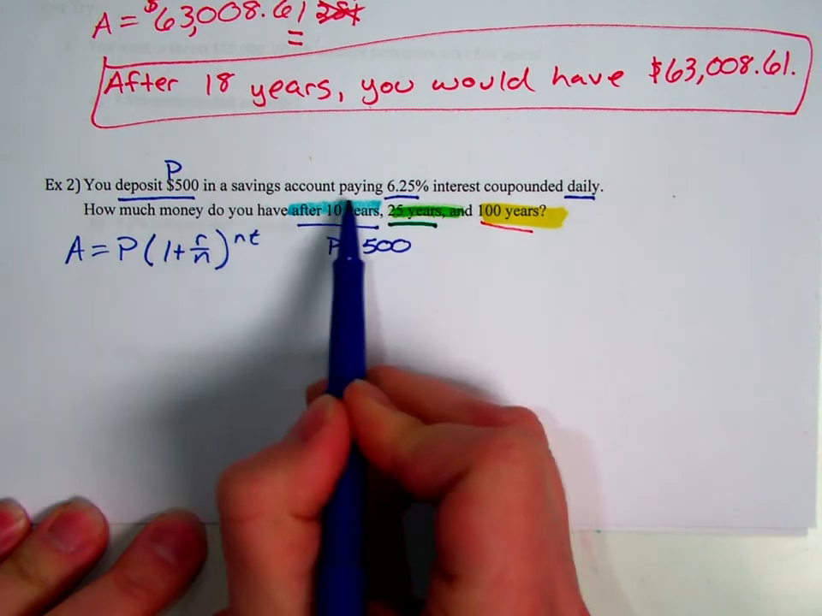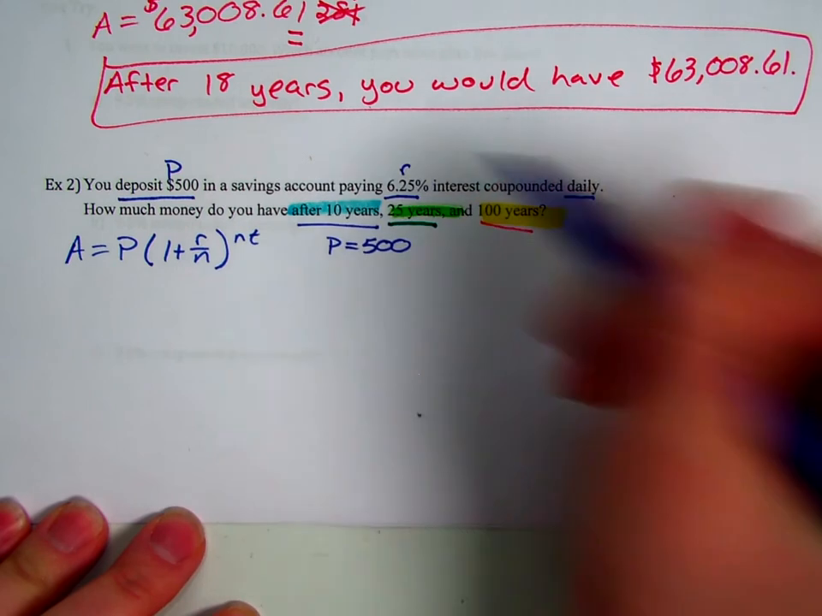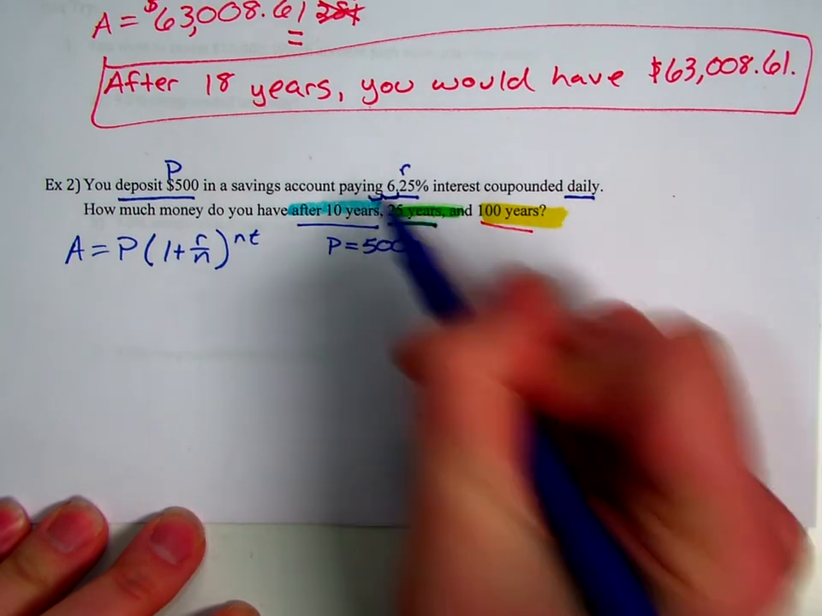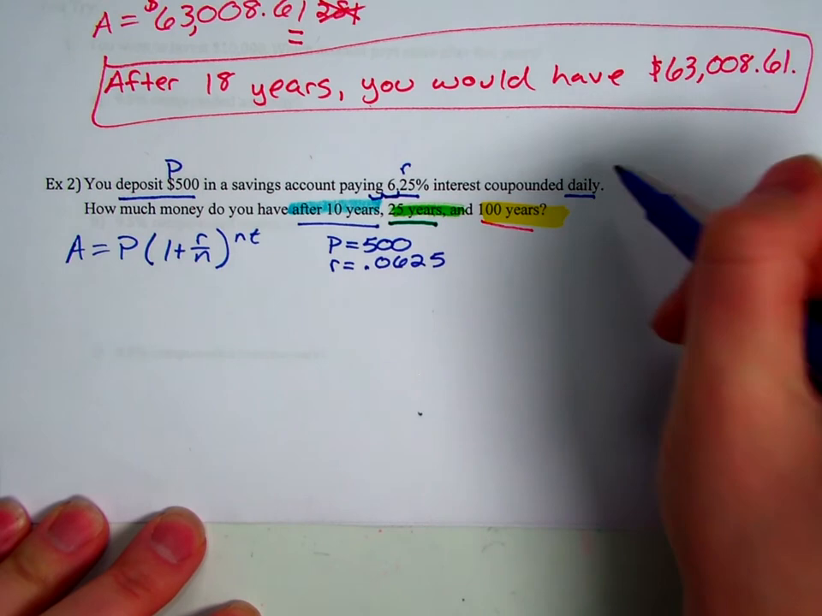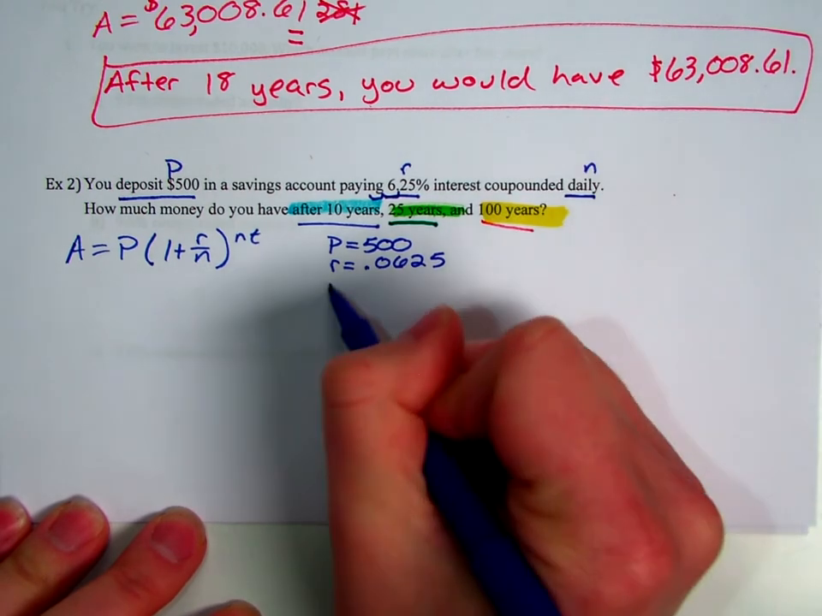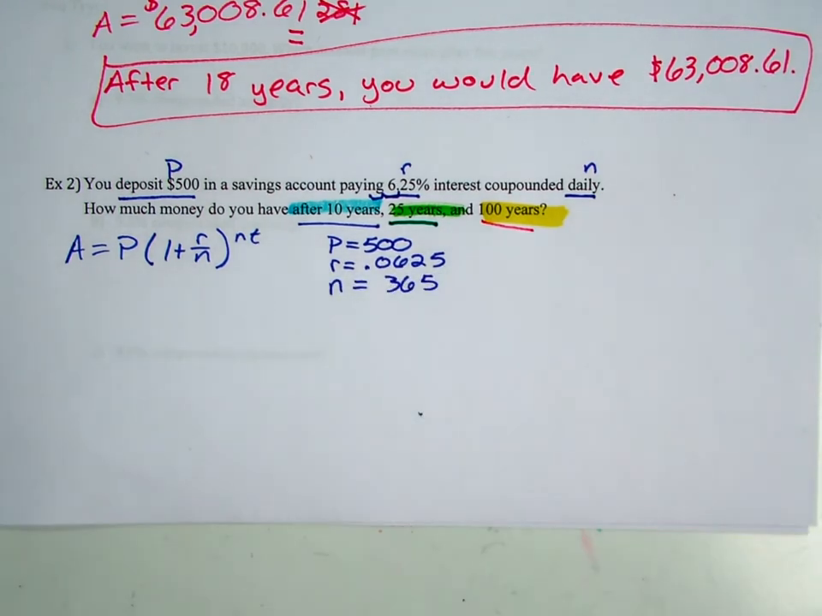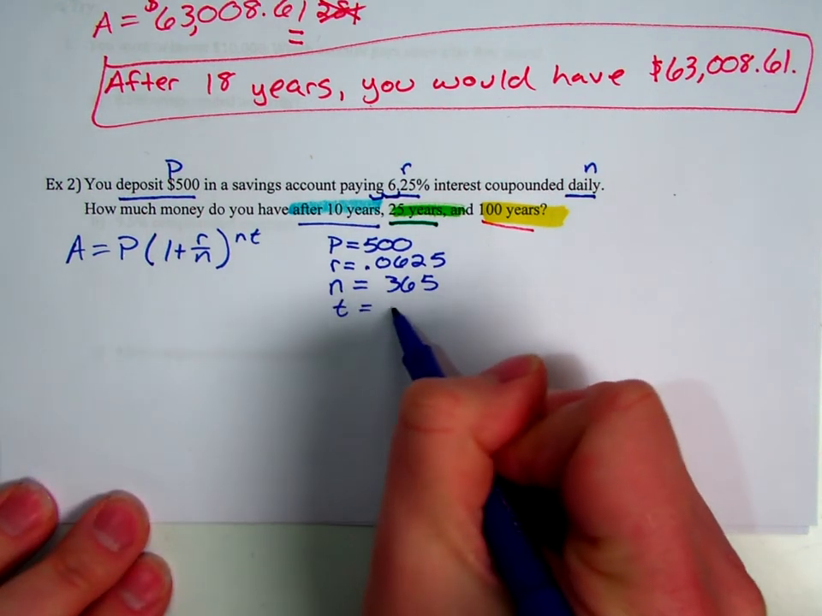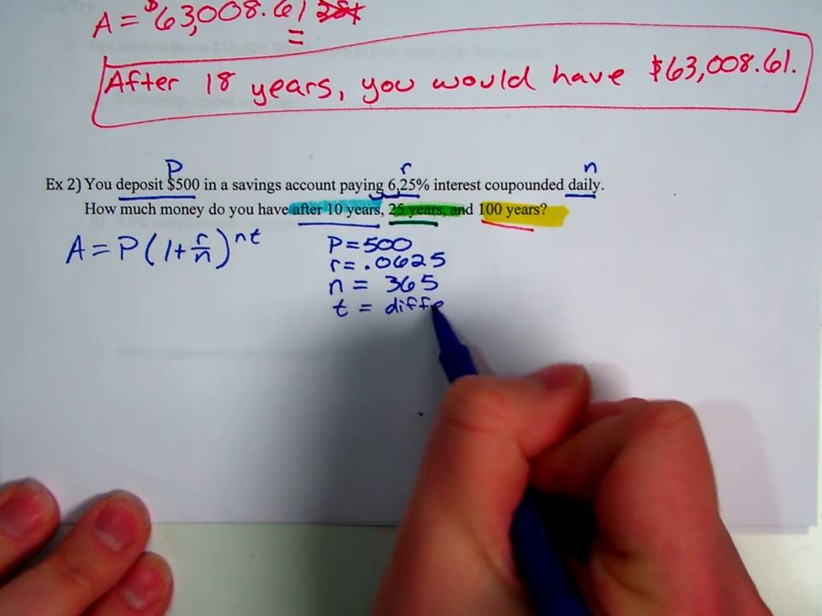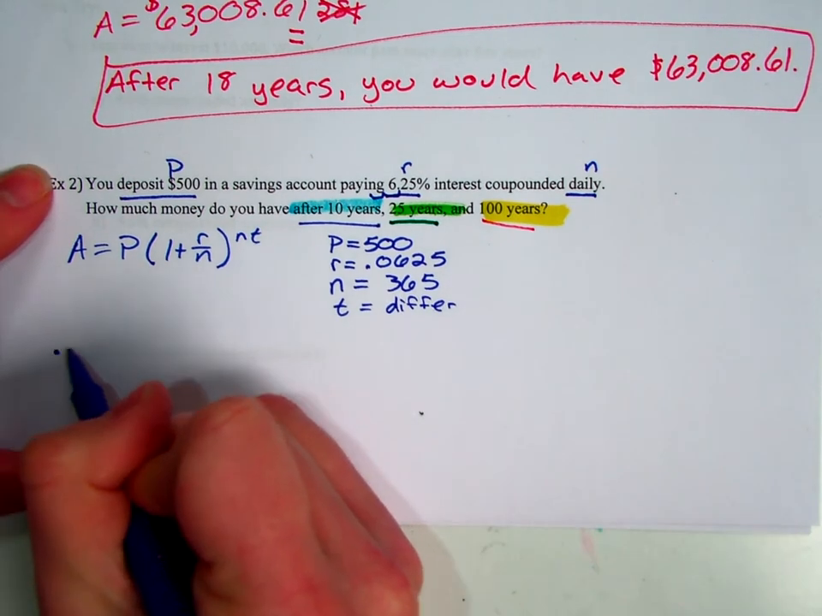Then it says in a savings account that pays 6.25%. Well, that percentage is a rate. Remembering that we have to move it over twice means my rate is 0.0625. Daily is how often it's compounded, so my N is 365. Now my T will be different for each one. So I'm just going to put it will differ. And then we'll do 3 different problems. So I'm going to start out with the 10 years.